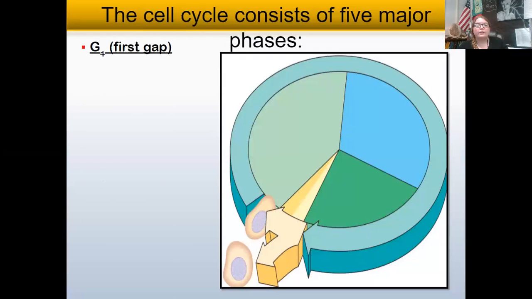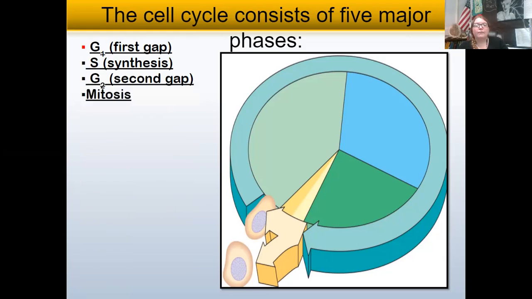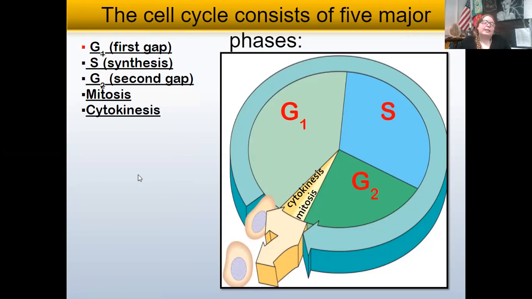All right, so the cell cycle has 5 major phases, and you're going to need this for your assignment today. There's G1, or the first gap, S, or synthesis, G2, or the second gap, and then mitosis and cytokinesis. This is the kind of information you're going to need for your activity. You're going to be labeling a diagram and answering some questions about it. So make sure that you are taking good notes or that you know where the slide is, because you're going to need it.